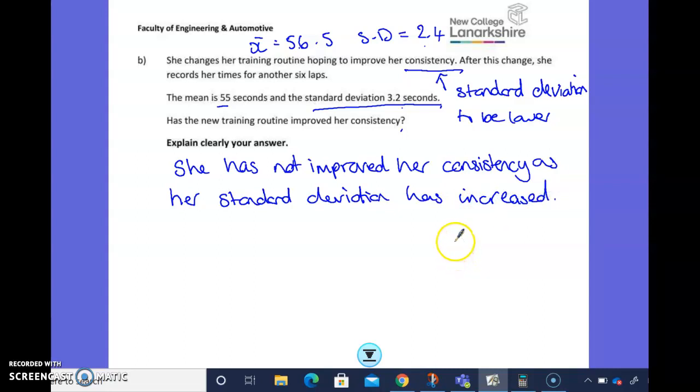Okay, so on average, her time has got lower, so she has got faster, but it's not asking us about whether or not she's got better or faster. It's asking us just about the consistency, because that's what she was hoping to improve, and that she hasn't improved. Standard deviation's got bigger, so she's become less consistent. And that's the end of standard deviation.